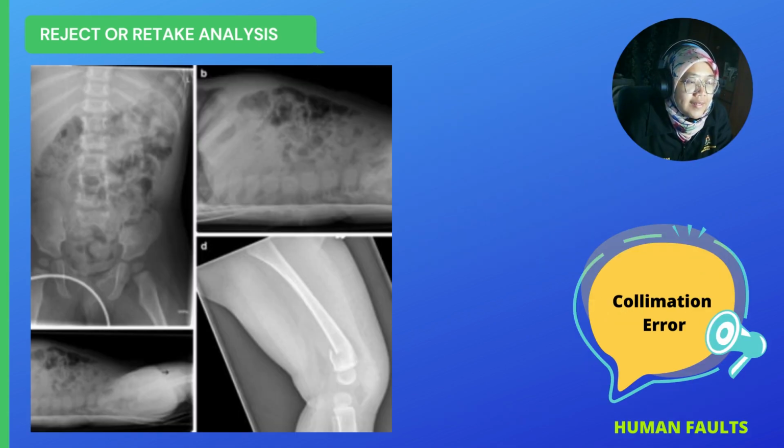Next, reason of retake is collimation error, also under human faults. So the images appearing here show that the region of interest is cut off, so must be rejected, or retake.